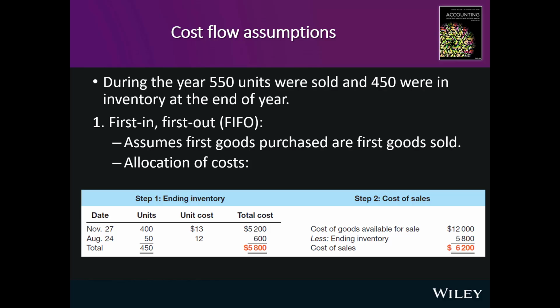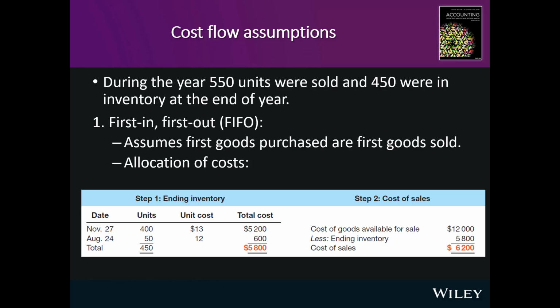So clear on how we got that 6,200, if you're using first in, first out? Take note of first, which means the first on that inventory will be the first that will be out. So that will be part of the cost of sales.